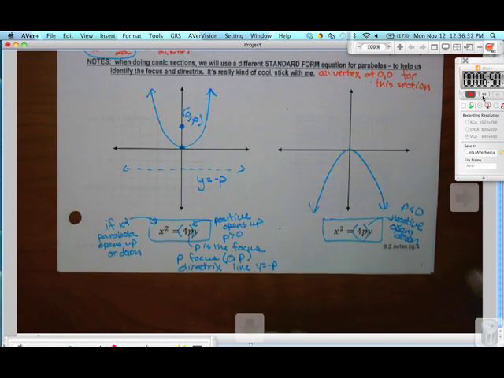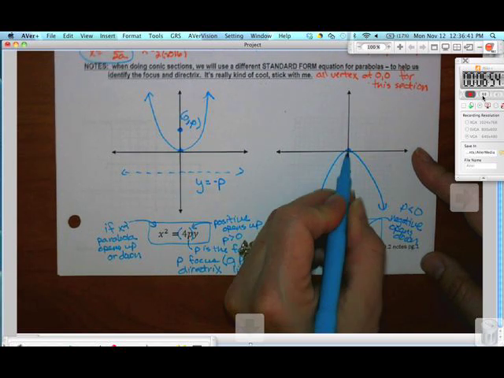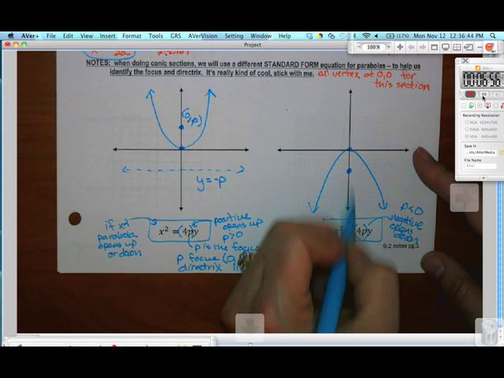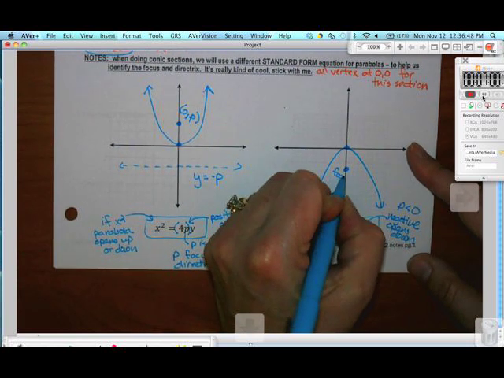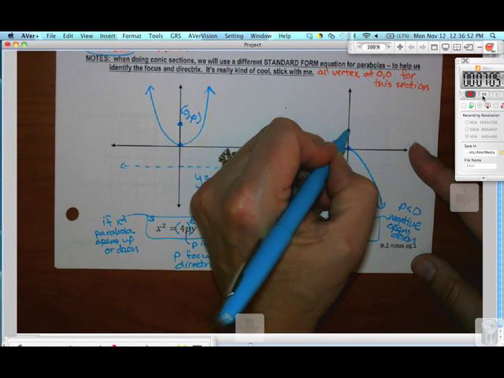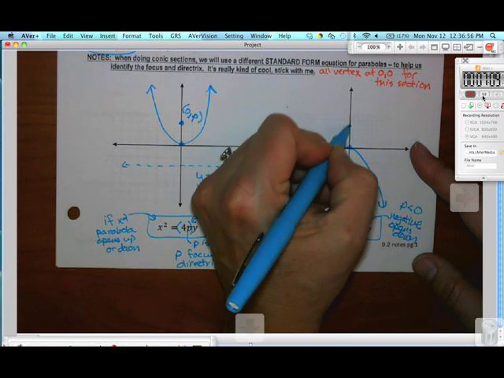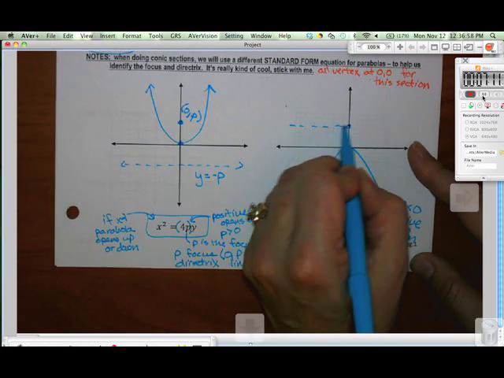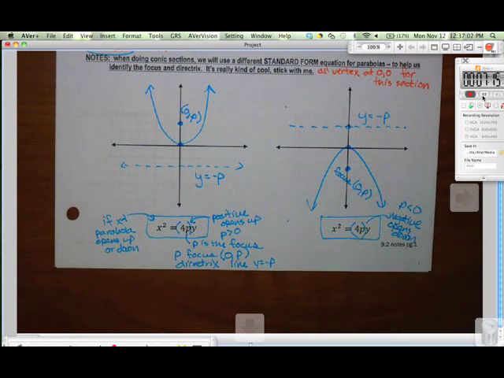This also helps me know that the focus is going to be somewhere here inside the parabola on the y-axis. So the focus is going to be (0, p), and then the directrix is going to be opposite whatever this p is, and it's going to be up here, the same distance from the vertex, and it's a line. y equals negative p. Okay?